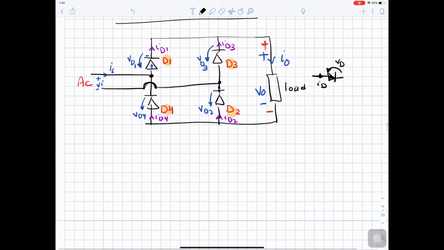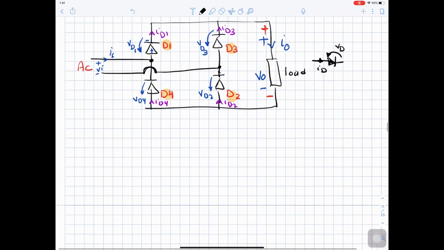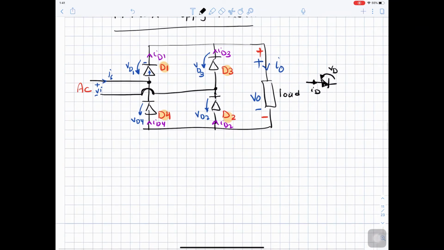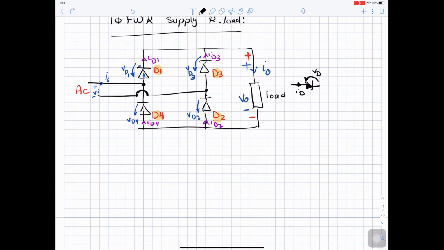So in this case, we need to sketch V out, I out, Vn, I source, and we need to sketch V diode 1, V diode 2, V diode 3, V diode 4, I diode 1, I diode 2, I diode 3, I diode 4. So we need to sketch every single variable, okay? So we are not going to do all of them, but you will be able to do this, okay? We will just discuss some of them and you will be able to do all of them.